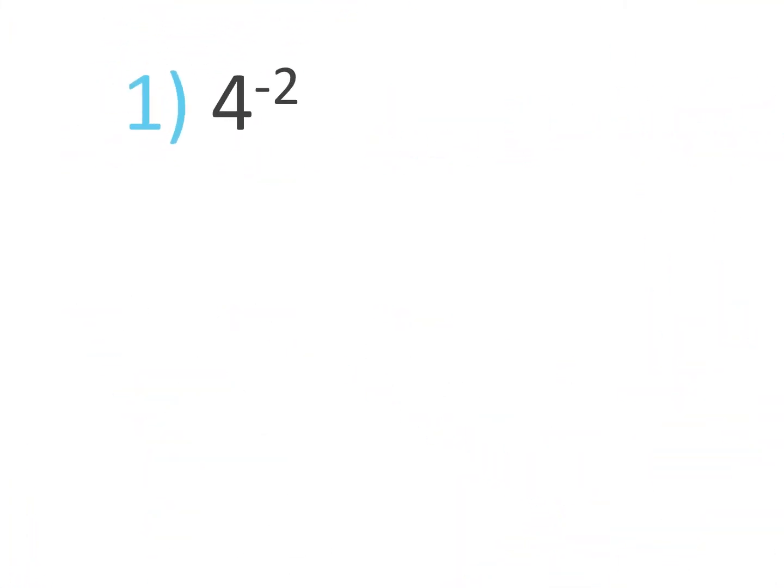So I have 4 to the power of negative 2. So I want my exponent to be positive. What should I do here? Put it on the bottom. So it would be 4 to the power of 2 on the bottom. So when I move it to the bottom, it becomes positive. And now I'm left with nothing on the top, so I would just put a 1 there. What is 4 to the power of 2? 16. So this would be 1 over 16.